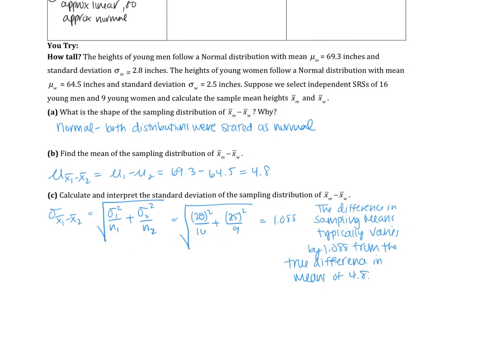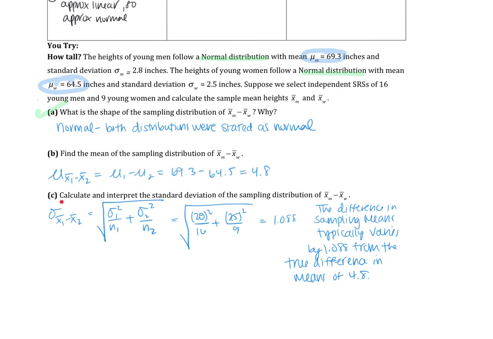Okay, so going over the U-try, we can see that the shape of the distribution is normal since, if you notice, both the distribution of men and women is stated normal. So part A, easy to do. Part B, we follow that formula right here that the mean of the sampling distribution is equal to the two parameters subtracted. Those are stated above. We see that mu sub m is 69.3 and mu sub w is 64.5, and when we subtract those we get 4.8, so that's the center of the sampling distribution of the differences of means.